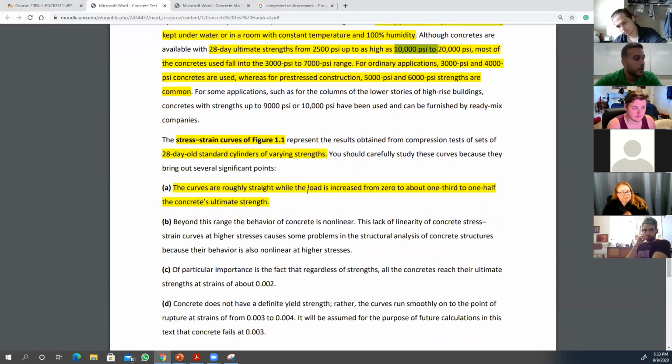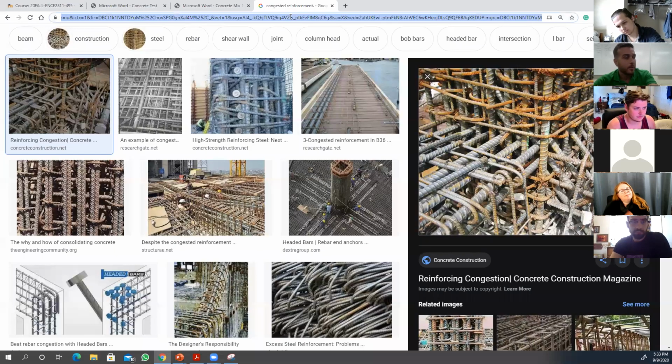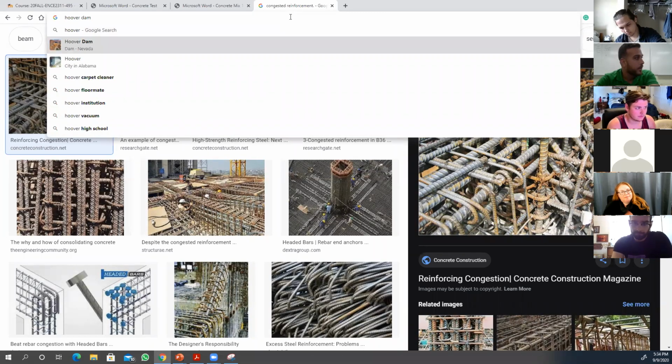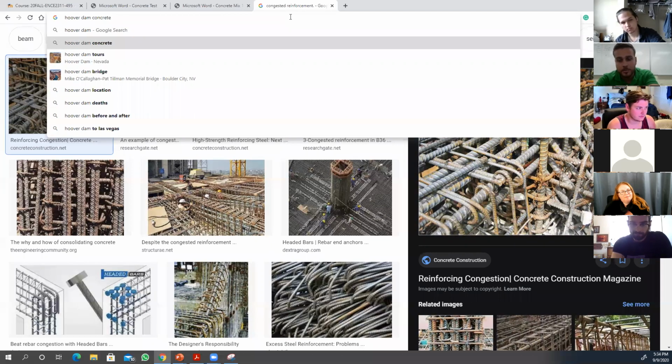And if you want to learn something about concrete, look at the Hoover Dam. Hoover Dam, one of the biggest concrete constructions. And Hoover Dam is still curing. If you're not able to understand my speech, I will type it for you. Hoover Dam in Nevada. Hoover Dam, concrete. See, it's important, concrete is popping up.